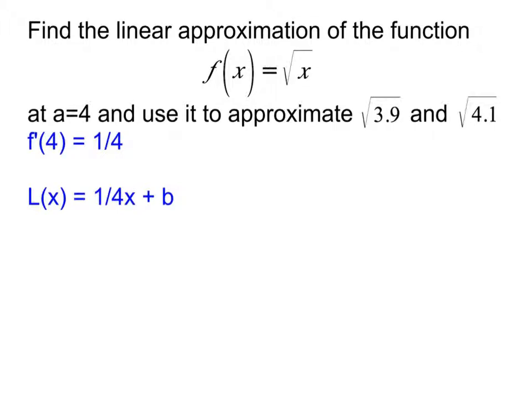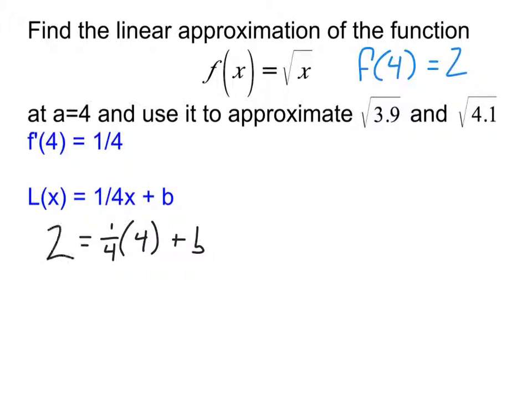So, remember how we find the y-intercept in our equation? I can actually take the coordinates of a point and plug them in for x and y. Well, as I look at this one, of course, it's going to be 1/4 times the x value. Well, that's the a value in this case, so that's 4, plus b. That's what I'm going to find. But what is the y-coordinate here? Well, we'd actually have to figure that out. What is f of 4? In other words, the square root of 4. 2. So the y-coordinate is 2 at that point.